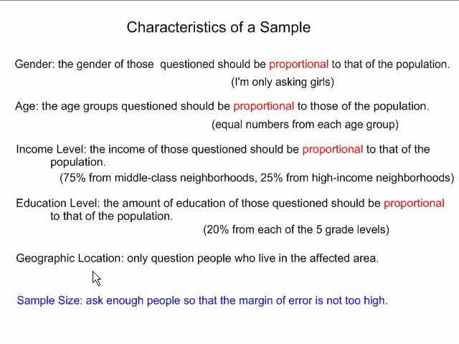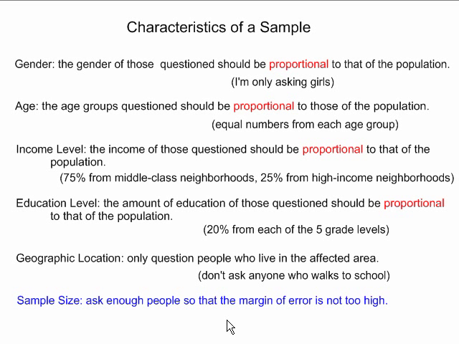Next, we'll look at geographic location. It's possible that a lot of the girls who go to the school walk to school and live nearby. It's the people from off the island that are traveling by train or by bus. So we can make sure that we don't ask anyone who walks to school.